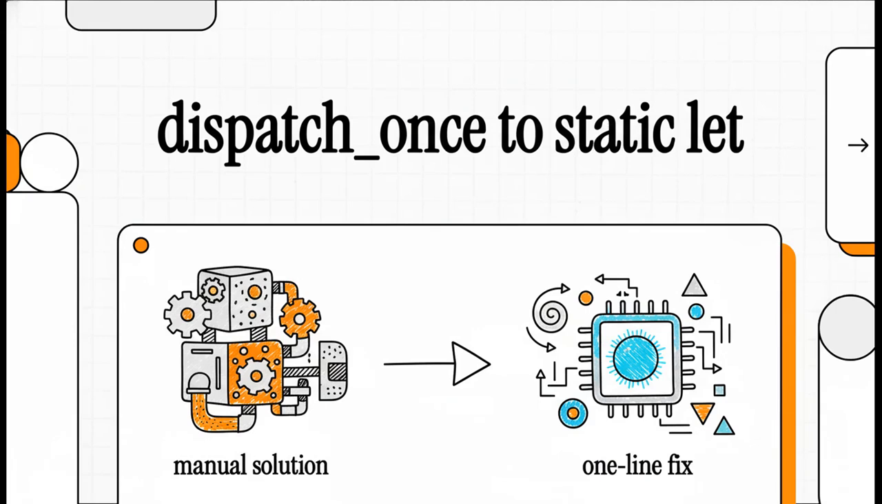All right, let's dive into a fantastic story about how programming evolves. We're going to look at a super common, kind of tricky problem that went from this really manual, kind of clunky solution to a beautiful one-line fix. This is the story of dispatch once evolving into static let.